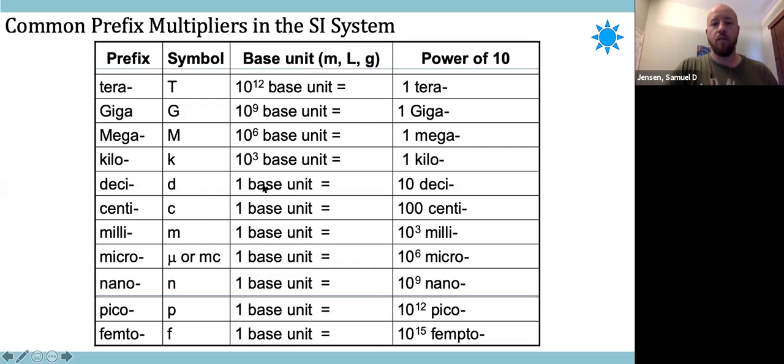1 meter is the base unit in the middle column. 1 meter is 100 centimeters. 1 meter is 1,000 millimeters. 1 meter is 10 to the 6 micrometers. 1 meter is 10 to the 9th nanometers. 1 meter is 10 to the 12th picometers. Slide 51 is looking at how many of the smaller units make up the larger unit.